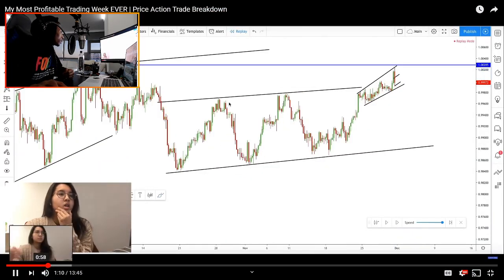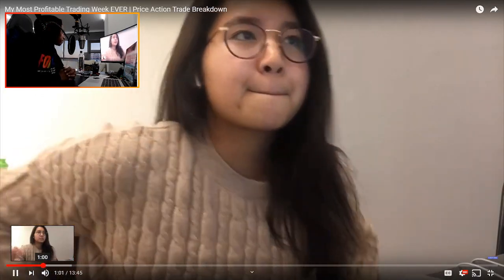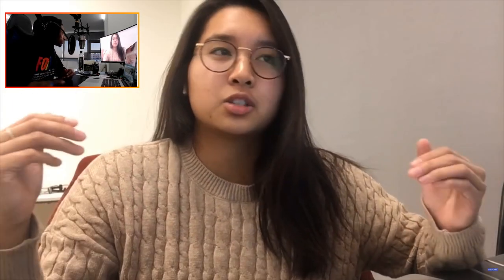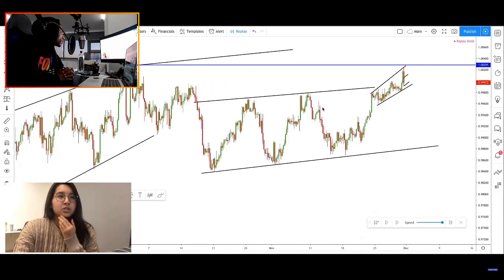Okay, let me go back. I skipped some. My bad. Straight into it. I don't want to drag this any longer. Try and keep it as straightforward and precise as possible. So we're starting on the 4-hour because this is where you can sort of see structure in nature.